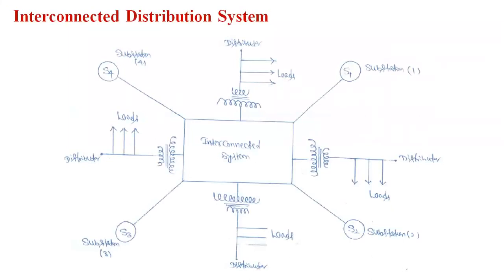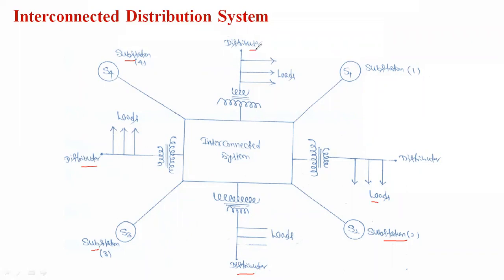In the radial and ring main distribution systems, one or two substations are connected. But in the interconnected system, n number of substations are connected and there are n number of distributors. In this schematic diagram, you can observe 4 substations are interconnected, centrally. All the substations are connected to one system, that is the interconnected system, represented as substation 1, substation 2, substation 3 and substation 4, and the distributors are distributor 1, distributor 2, distributor 3 and distributor 4. Based upon the requirement, they can connect n number of distributors.